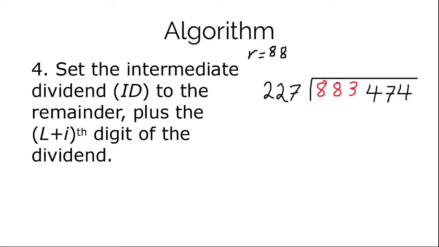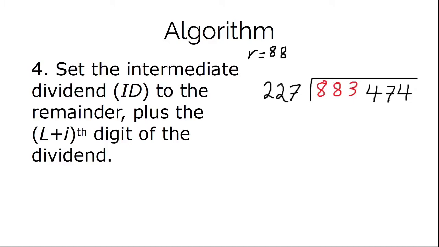plus the ith digit of the dividend. And when I say plus, I'm talking about concatenation, not addition. I mean just slapping the digit back on the end of the remainder, not arithmetically adding them. So now we can see our remainder was the first two digits of the dividend in this example, 88, and when we add the next digit to the end of it, we get 883, which is our intermediate dividend. So the second step should make some more sense now.